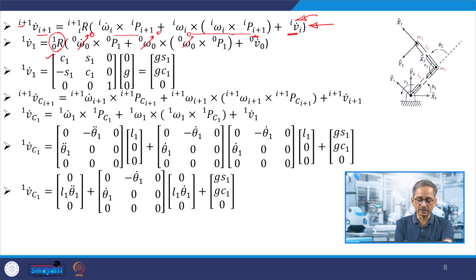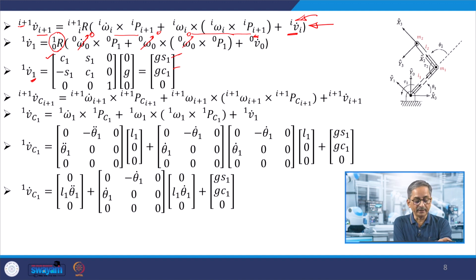Now, I can do this multiplication. So, you have g s1 here, g c1 here, and the other term is 0. So, this is what we get. This is essentially the acceleration of the origin of the first frame expressed in terms of the first frame.